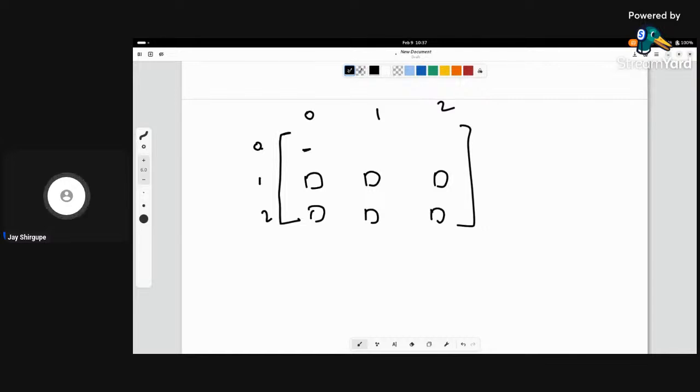What is this element? This is 0 comma 0, like the position, its index is 0 comma 0. What is the sum of 0 plus 0? It's 0. This index has position 0 comma 1. 0 plus 1 is 1. This index has position 0 comma 2. Its position sum is 0 plus 2, 2.